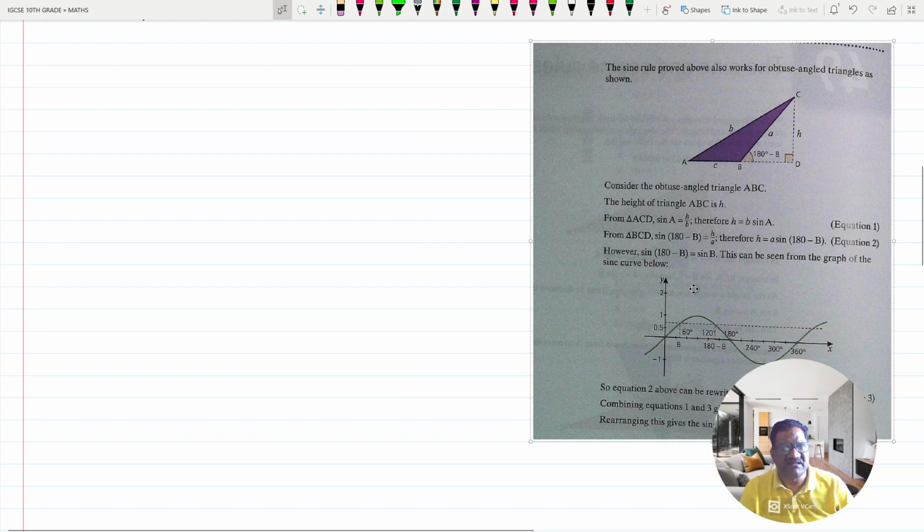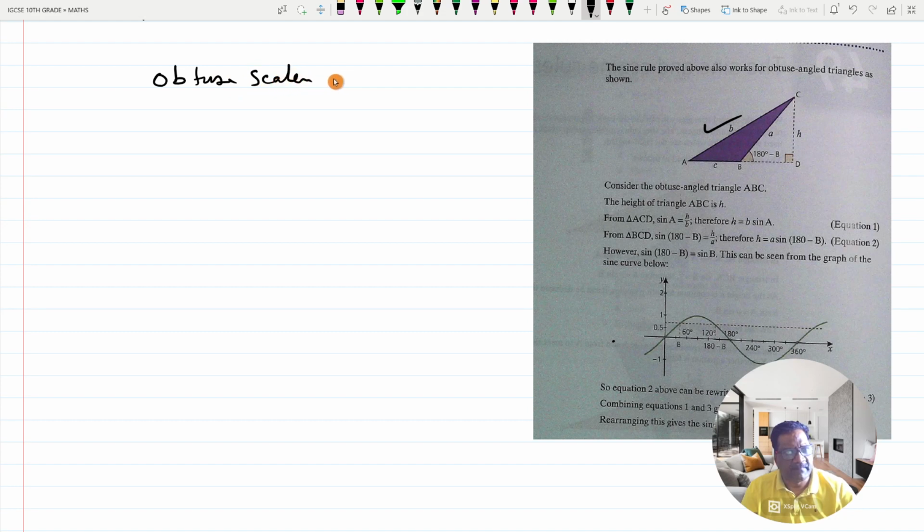Now can you see this triangle ABC shown over here? This triangle ABC is an obtuse scalene triangle. So now we are deriving the sine rule for obtuse scalene triangle ABC. The diagram is on the right hand side over here. ABC, the purple triangle you can see, is your obtuse scalene triangle.